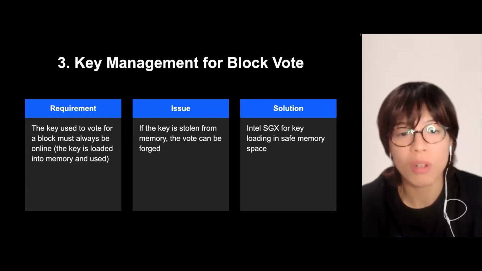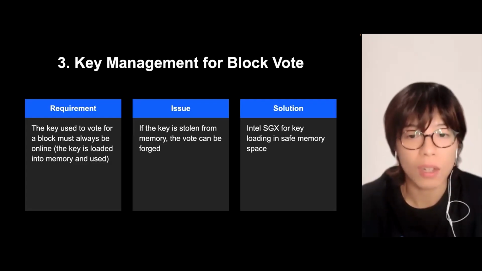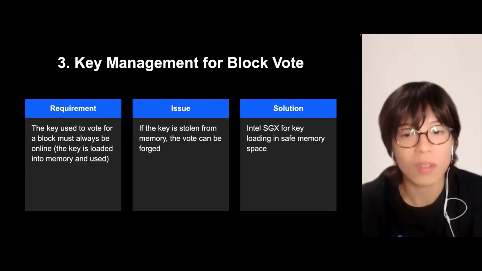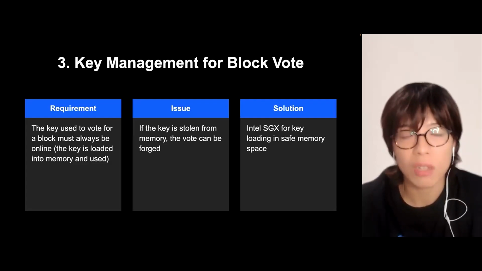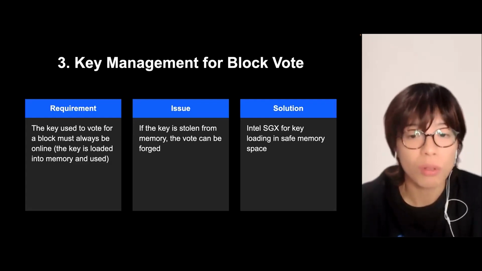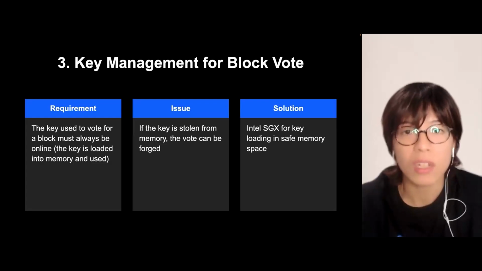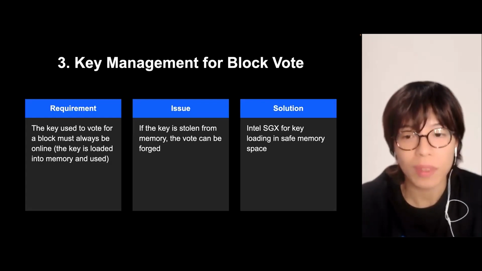So storing the keys in a JSON file on the terminal and loading them into memory is a security vulnerability. So as a countermeasure, using Intel SGX to manage keys in a secure memory space prevents ballot forgery.